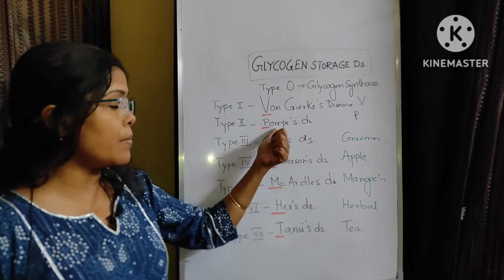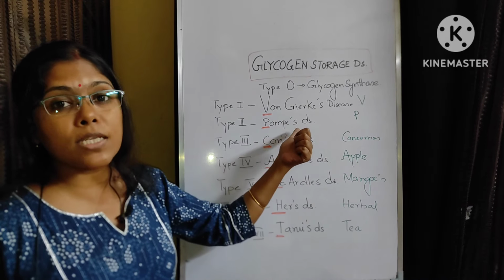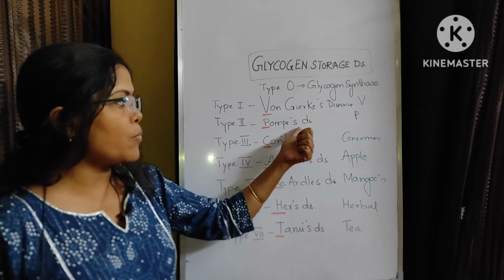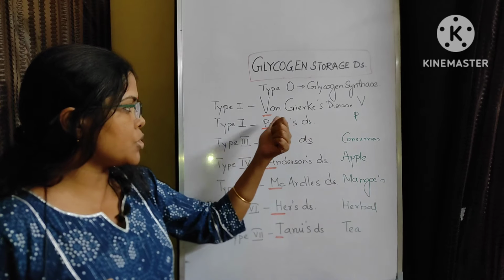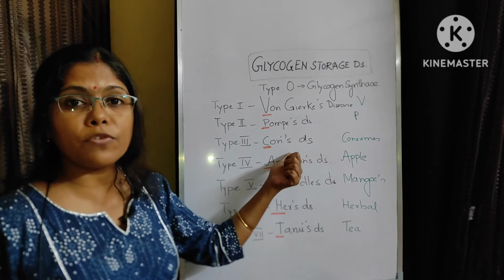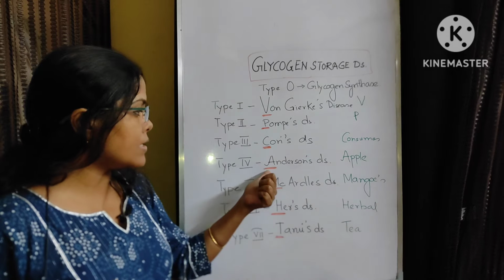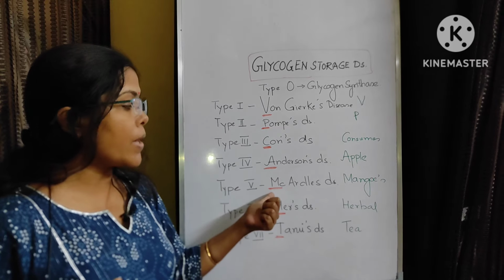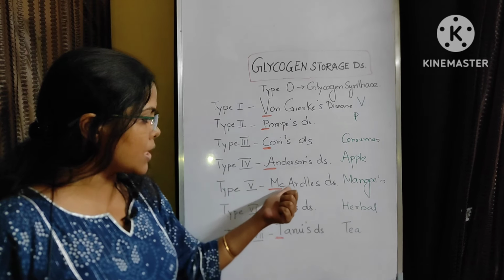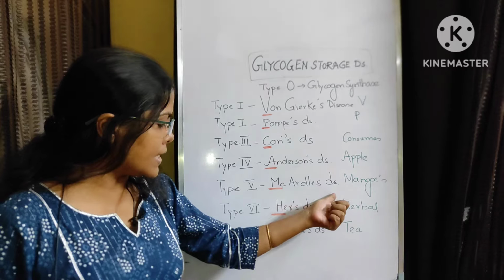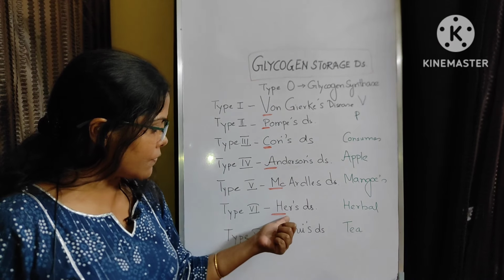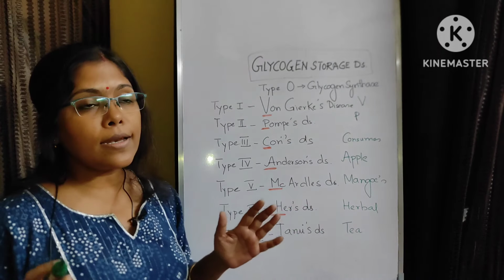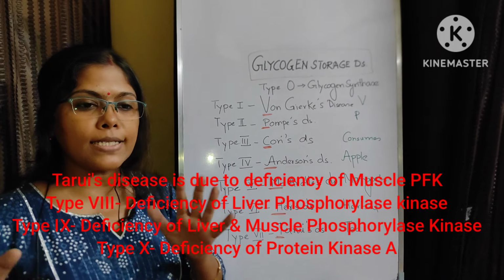Pompe's disease, I have already mentioned in my video of glycogenolysis, is due to the deficiency of acid maltase. If you want to check that video, I have provided the link in the I button or in the description box. Cori's disease is due to the deficiency of debranching enzyme. Anderson's is due to the deficiency of the branching enzyme. McArdle's is due to the deficiency of muscle phosphorylase. Her's is due to the deficiency of the hepatic phosphorylase.